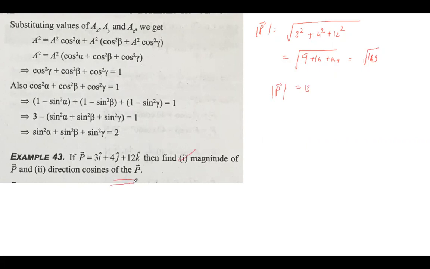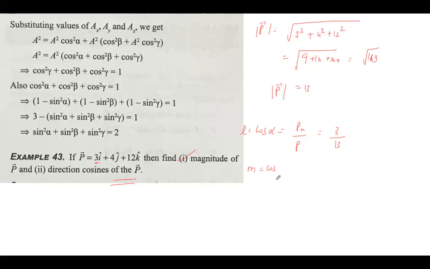And then direction cosines of P. So direction cosine of P means, see, cos alpha, L is equal to cos alpha. This is Px upon P. So x component of P is 3, 3 divided by the magnitude, 3 by 13.